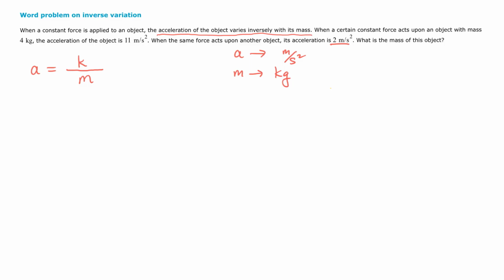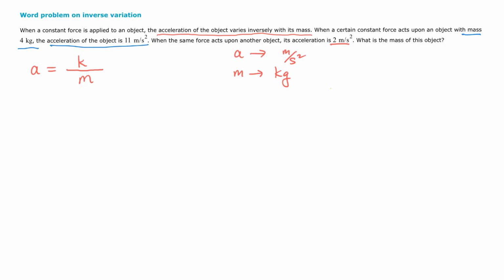Let's go back and read the problem again. When a certain force acts upon an object with mass of 4 kilograms, the acceleration of the object is 11 meters per second squared. So that second sentence is actually giving you another example. You can think of this first part, the relationship, as the first example. Now the second example is where there are actually numbers involved. So why don't I underline this?